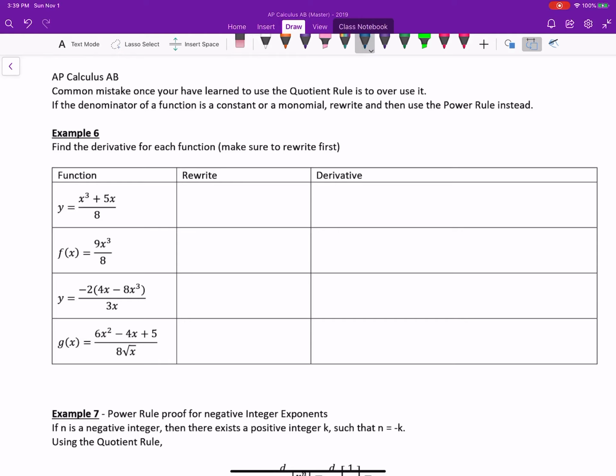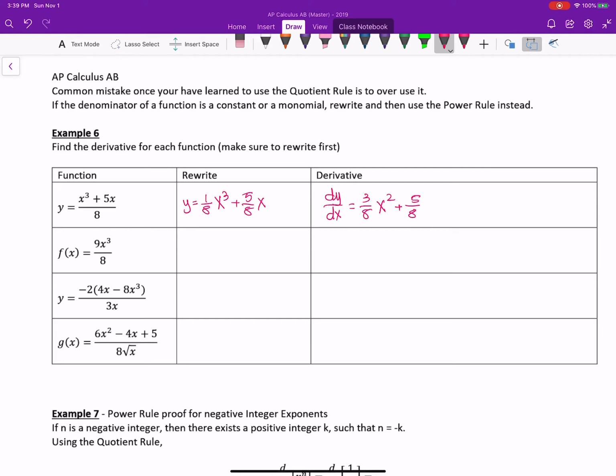Well, each of these we're going to rewrite instead. So I see that it's a constant in the denominator. I'm going to rewrite this as y is equal to 1/8 x to the third plus 5/8 x. And then just use the power rule. So the derivative dy dx, or y prime, is going to be equal to 3/8 x to the second plus, sorry, 5/8. I wrote the right thing, I said the wrong thing.